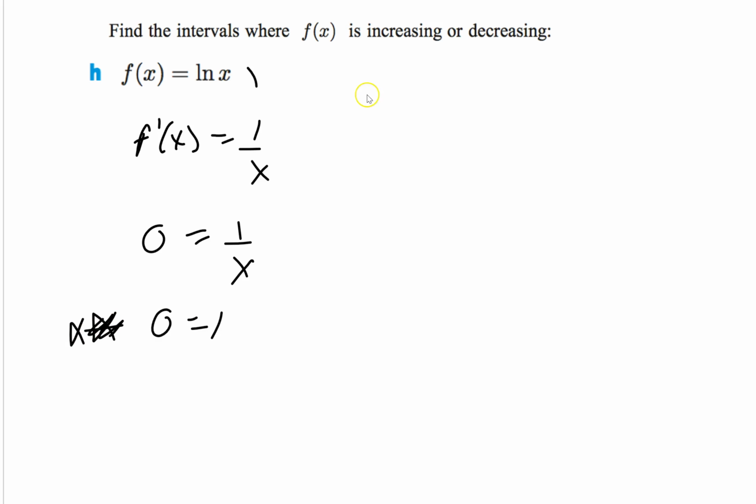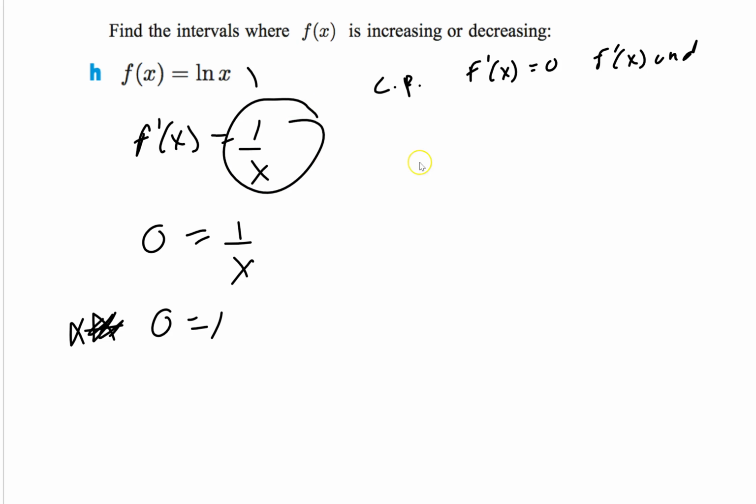But remember what we talked about? Critical points are when you set the derivative equal to 0 or where it's undefined. This has an undefined point. x can't be 0, because that makes the denominator 0. So x equals 0 is my critical point. When I solved, I got nothing, but there was an undefined at 1 over x. So you just do that.